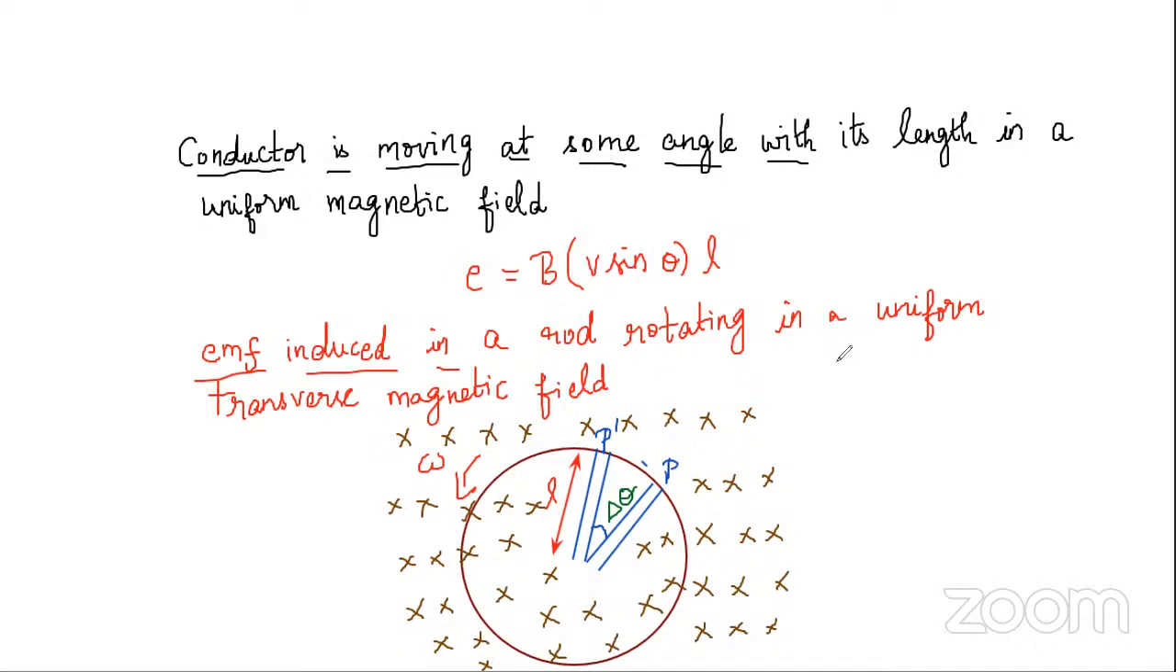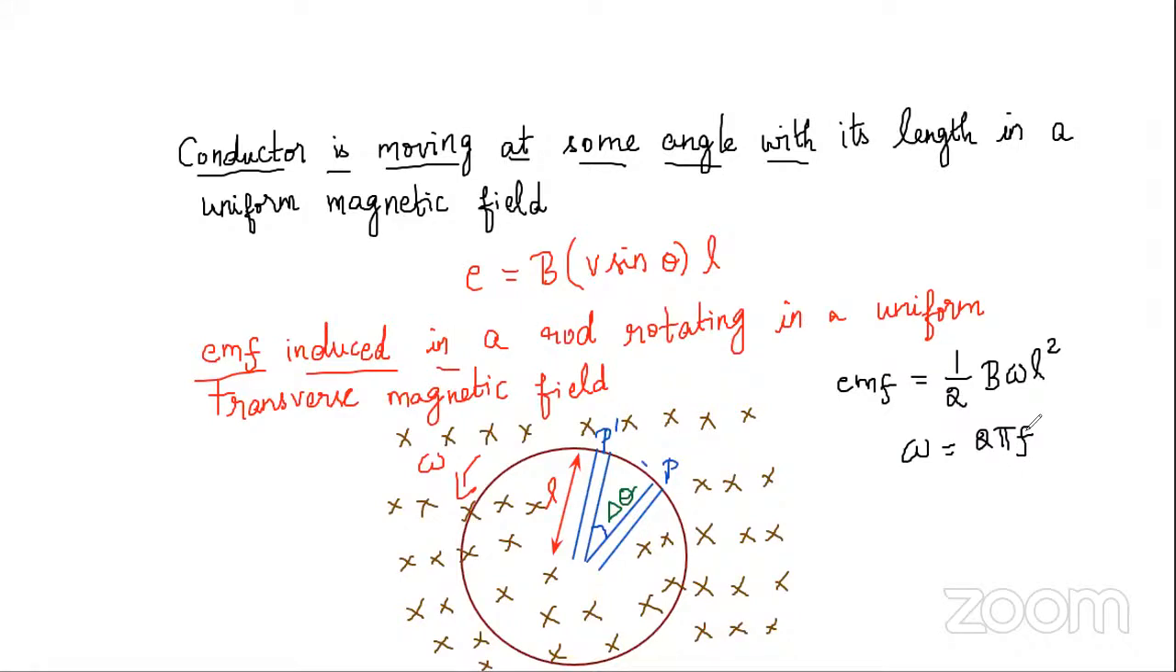So that EMF is nothing but EMF equal to half B omega L square. Okay, EMF equal to half B omega L square, where omega is nothing but 2 pi into F. Omega is the angular frequency and F is the frequency. Okay, right. So this is the formula for the EMF when you have a rod rotating in a uniform transverse magnetic field like this.